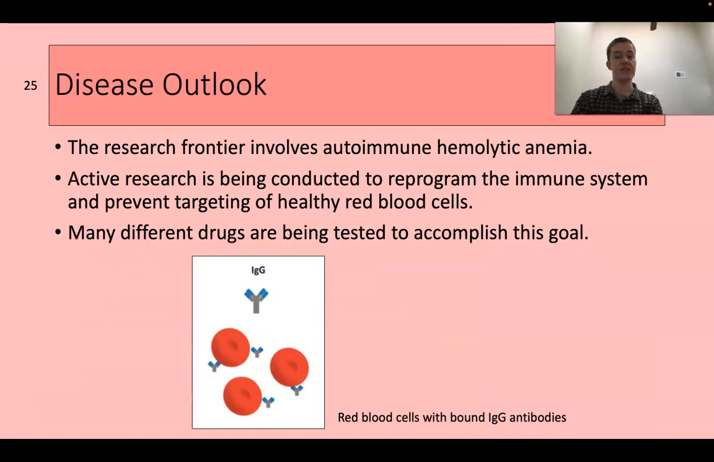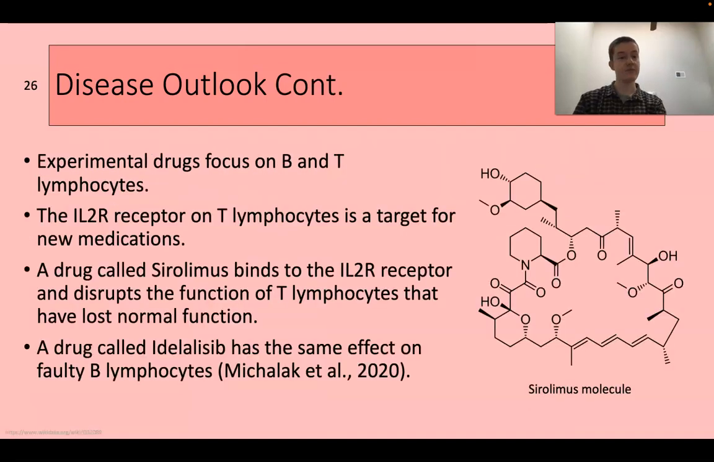So for the outlook of the disease, the research frontier involving hemolytic anemia primarily surrounds autoimmune varieties of the disease. All the treatments that I just described are effective in treating acquired hemolytic anemia. But for autoimmune hemolytic anemia, active research is still being conducted on manipulating the immune system to eliminate negative effects on red blood cells. And different pharmaceuticals, or different drugs, are being experimented with to accomplish the goal.